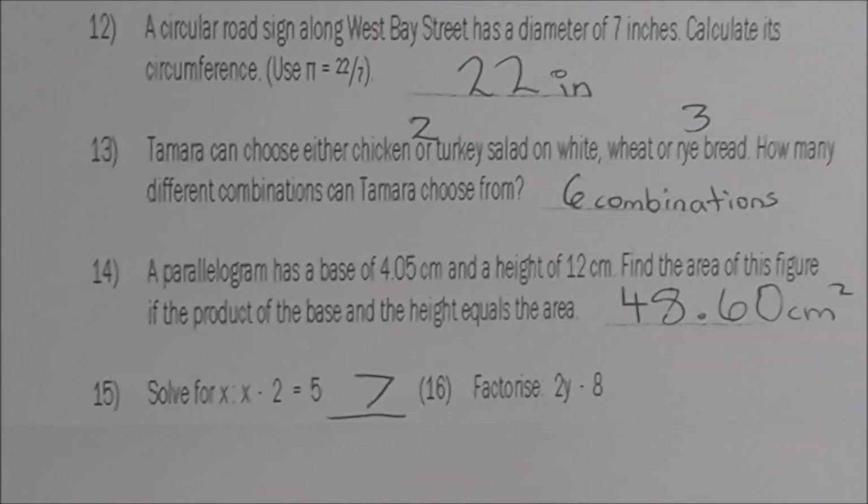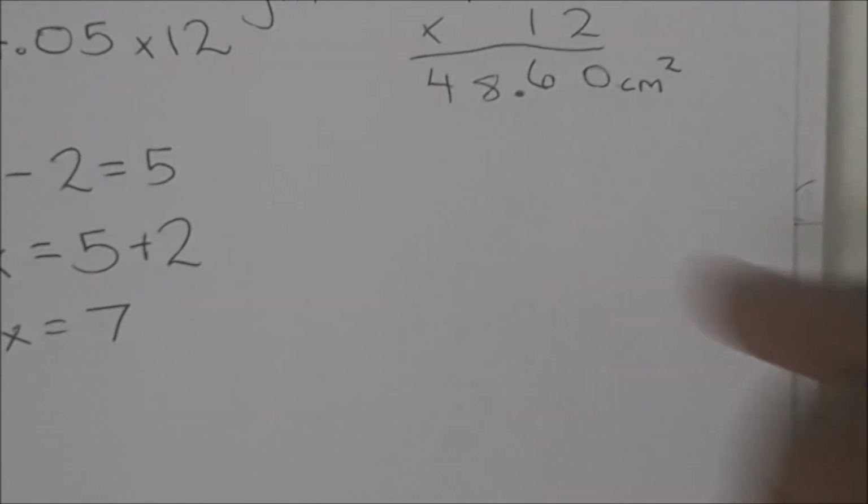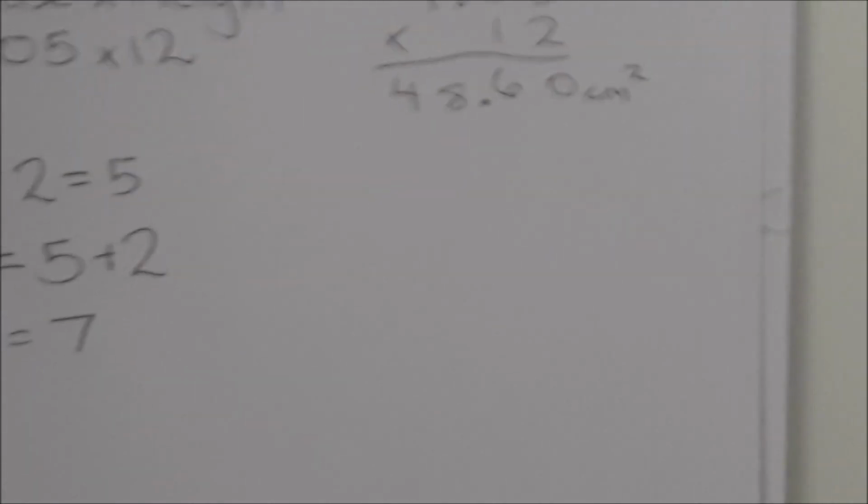And we're in number 16 now. Read it. Factorize 2y minus 8. Okay, we need to do the rough work for that. Now we are factorizing an algebraic expression. Write it across here now. And let's factorize, right? 2y minus 8.